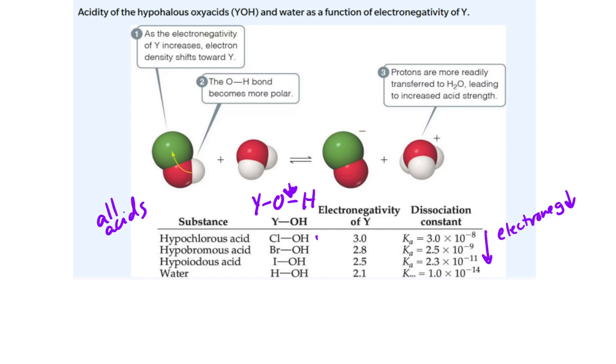Let me say that the opposite way. As the electronegativity increases, it pulls electron density away from the oxygen to hydrogen bond, making that bond easier to break. And that conjugate base that's formed is more stable. In this figure, it says protons are more readily transferred to water. Basically that means that H plus is able to leave the rest of that molecule much more easily.